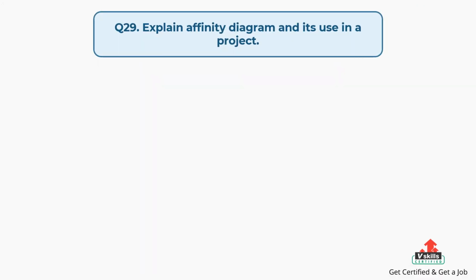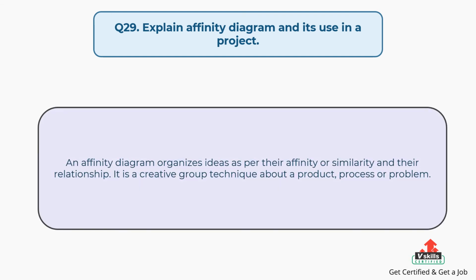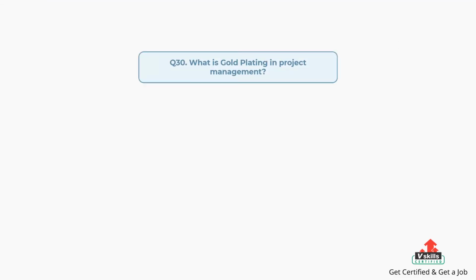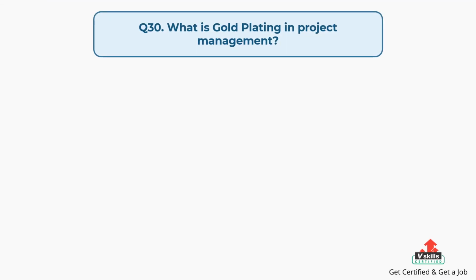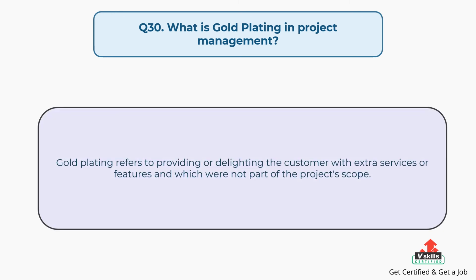Question number 29. Explain affinity diagram and its use in a project. The answer is, an affinity diagram organizes ideas as per their affinity or similarity in their relationship. It is a creative group technique about a product, process or problem. Question number 30. What is gold plating in project management? The answer is, gold plating refers to providing or delighting the customer with extra services or features which were not part of the project's scope.